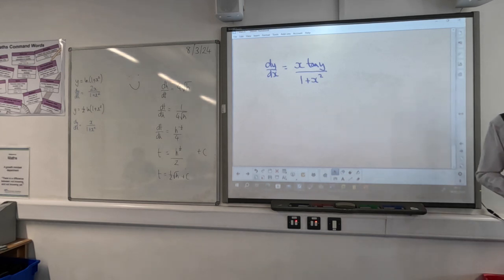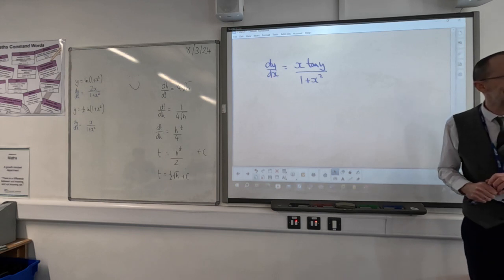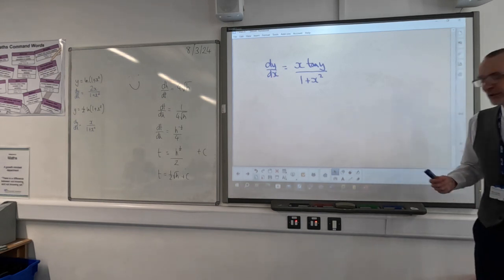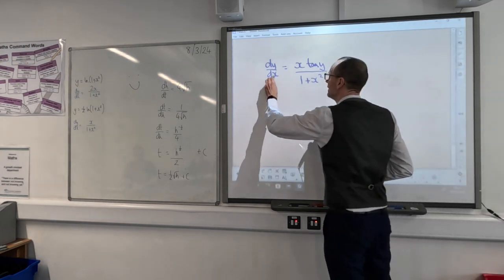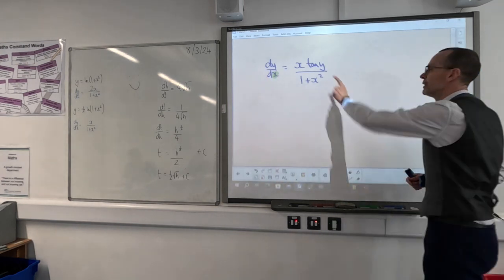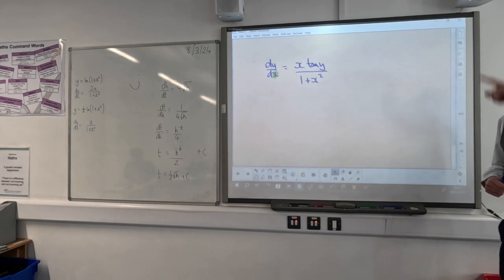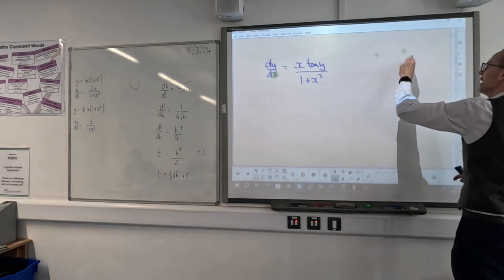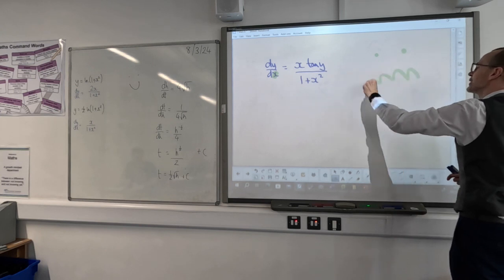So Arthur, can you see the problem with this one? Absolutely. My variable is x, but here I've got x and I've got y. What on earth is going on here? So in this one, I'm not happy or sad, I'm just a bit puzzled.